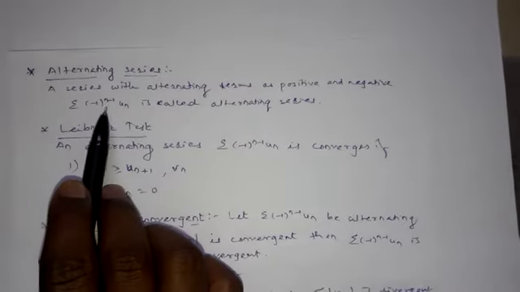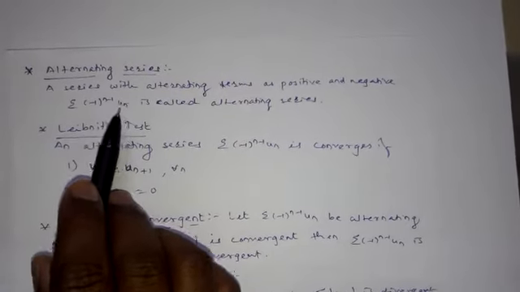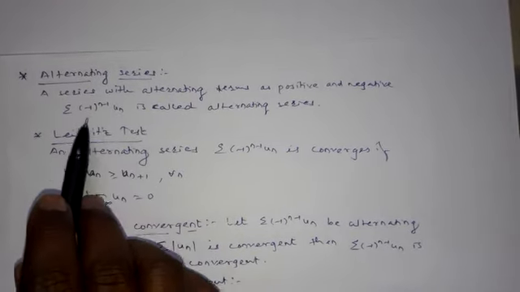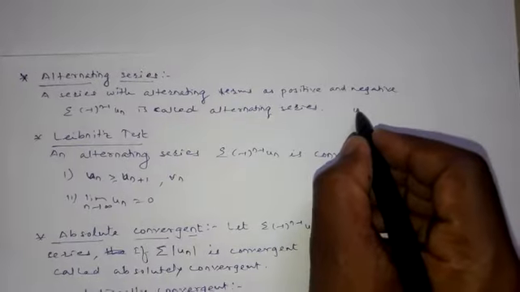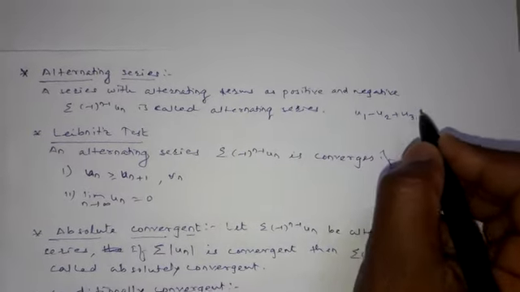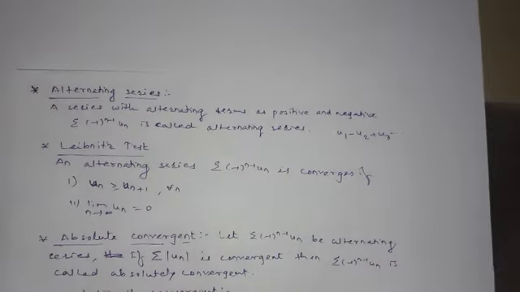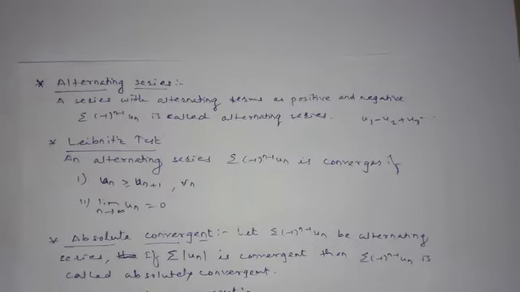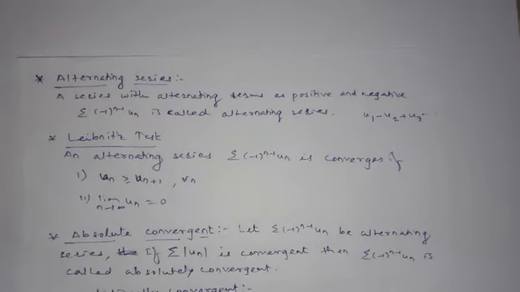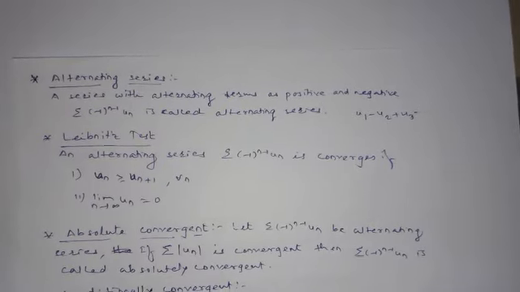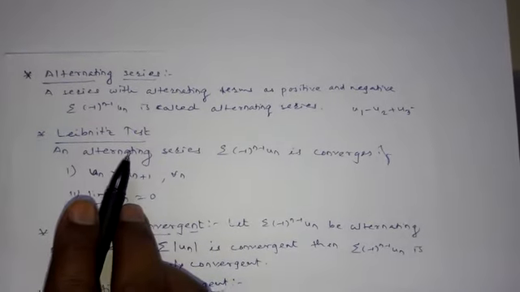So the series (-1)^(n-1) un is called an alternating series. Instead of un only, there is (-1)^(n-1). So here u1 minus u2 plus u3, like that. Some terms are positive and some terms are negative. That series is called an alternating series. And whenever an alternating series is there, to test the convergence of this series, we use the Leibniz test.